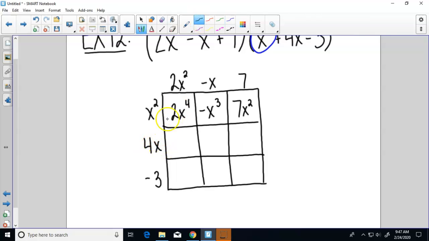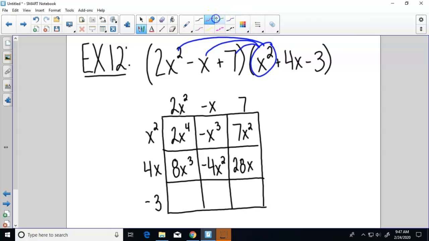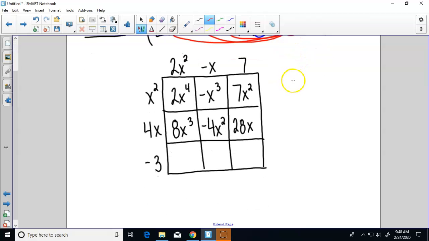Then we would have to do 4x times 2x squared. That would be 8x to the 3rd. We'll do 4x times negative x, which would give us negative 4x squared. And 4x times 7, which would give us 28x. So essentially what we just did there is we took this 4x right here and distributed it to all of these. I realize I'm distributing from the back polynomial. You could do that if you wanted. We don't typically do that.